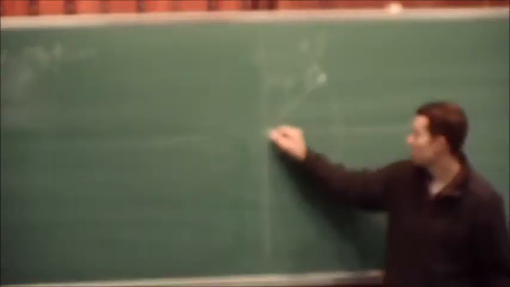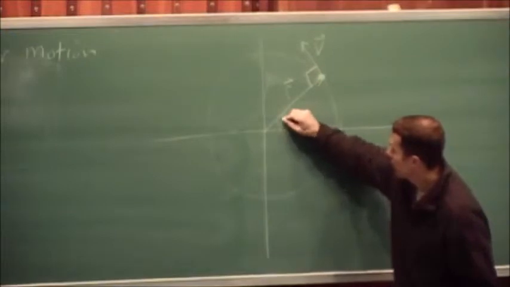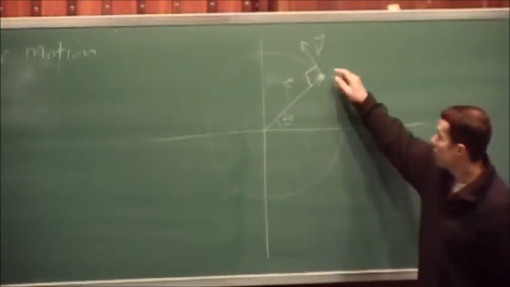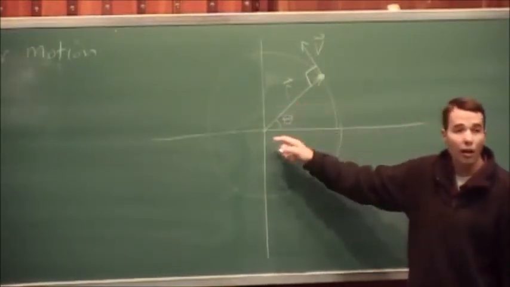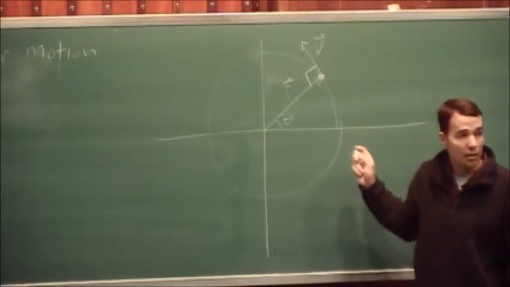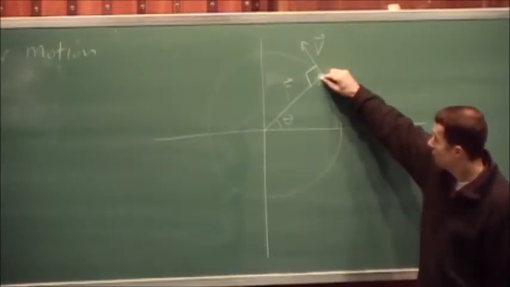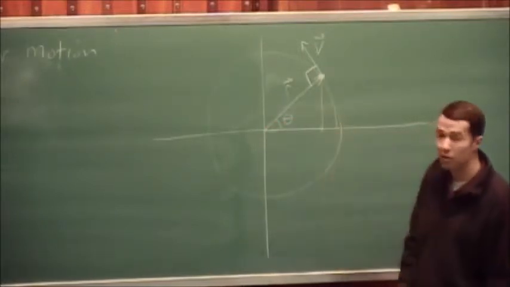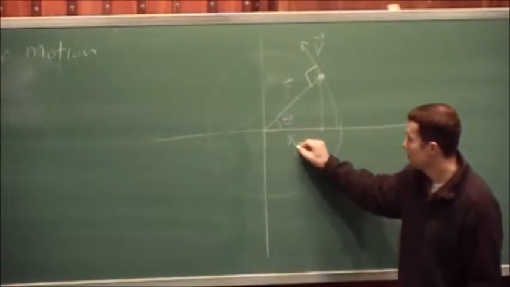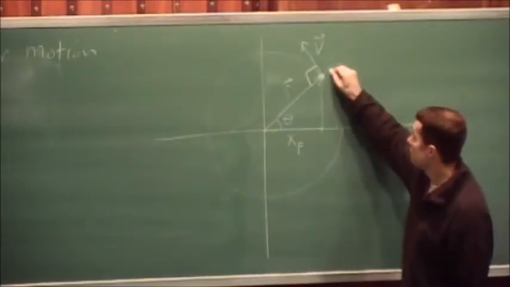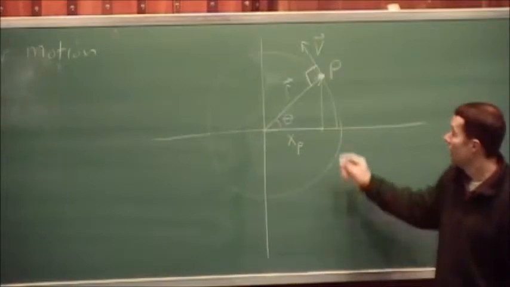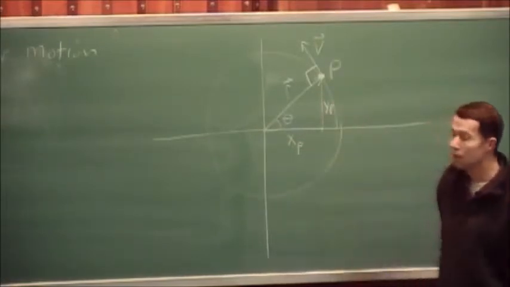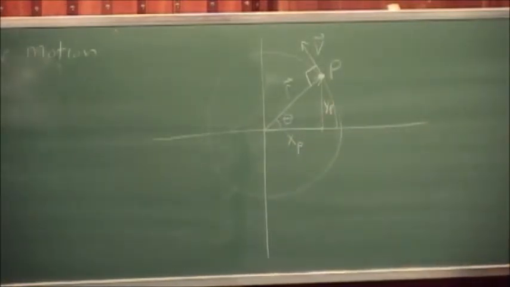Okay? So let's break this up now. We're going to call this angle theta. And we're going to say, what is the component of r along the x-axis? Right? We can break this up into its components. We'll call this one x_p, just because we're calling this point P up here. And we're going to call this y_p. Everybody so good with that?